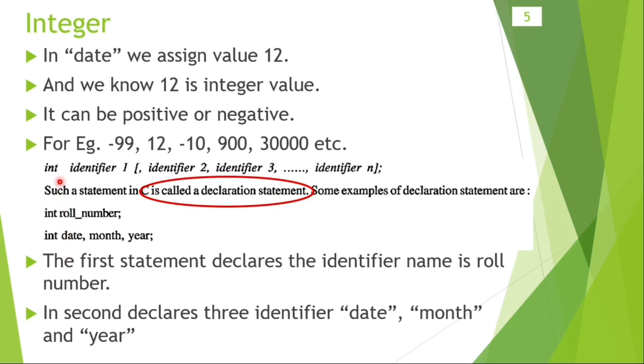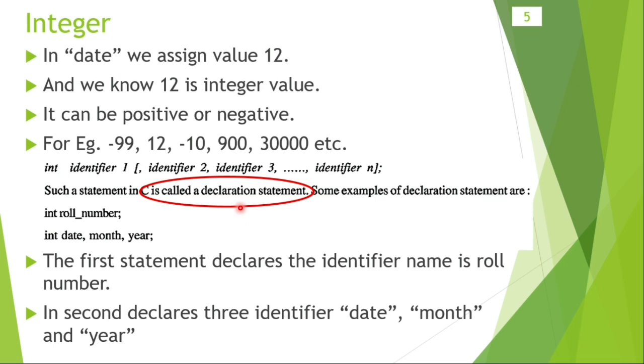So how can we use integer as a keyword? For integer we will use int, that is a keyword, then identifier 1, identifier 2, 3 and n, a number of identifiers. Such a statement in C is called a declaration statement. You declare that this is my data, and that is also an integer.